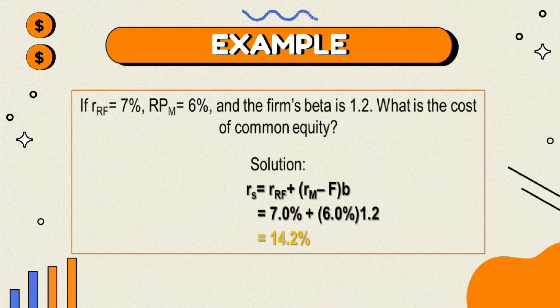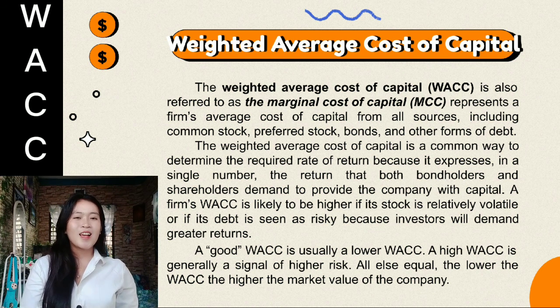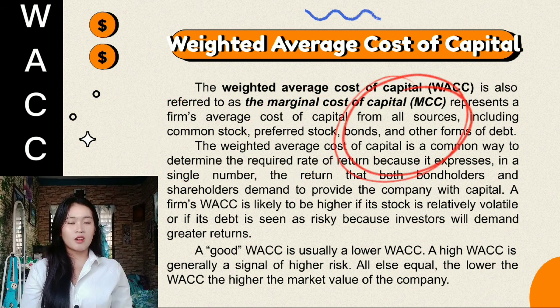So now we will discuss the weighted average cost of capital, its formula, and some examples. The weighted average cost of capital represents a firm's average cost of capital from all sources, including common stock, preferred stock, bonds, and other forms of debt.